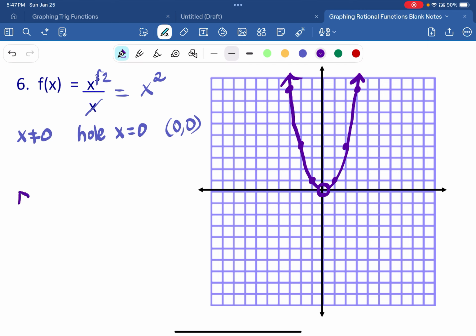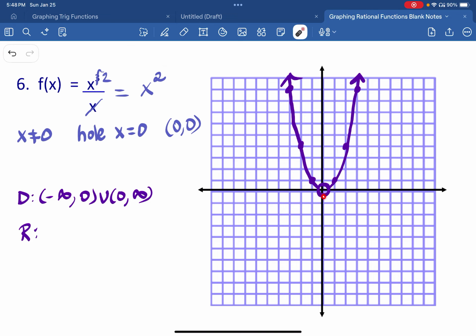The domain: -infinity skips 0, union with 0 to infinity. And for the range, you notice there's a hole at the lowest point right here. The lowest point for y has a hole, so that means it does not equal 0, but it does start there. So it'll be parentheses 0 to infinity. And there you have it. That's our lesson on graphing rational functions. We will get to slants in another video.